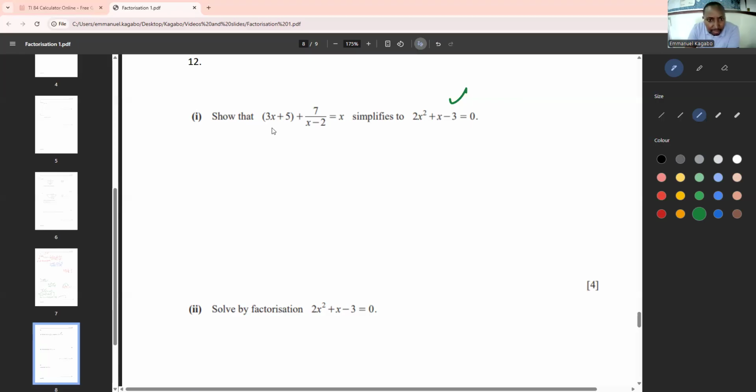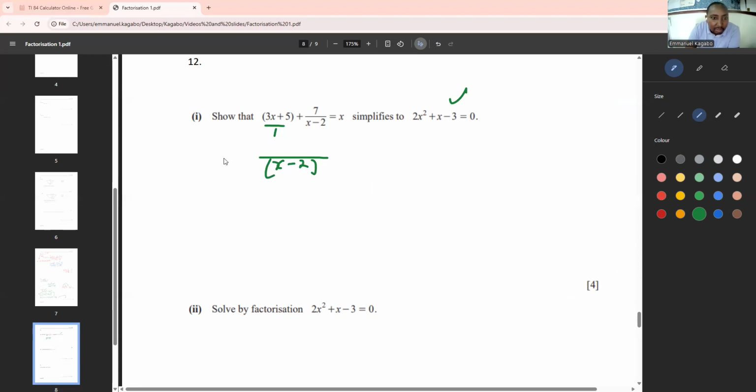Okay, what do we have here now? So, how do I approach the question, guys? What do you think? What comes to your mind? Step 1. There are different ways of approaching this question. Step 1, I'm going to find the LCM and then work that out. The common denominator here is what? It's x minus 2, right? Do you see that?